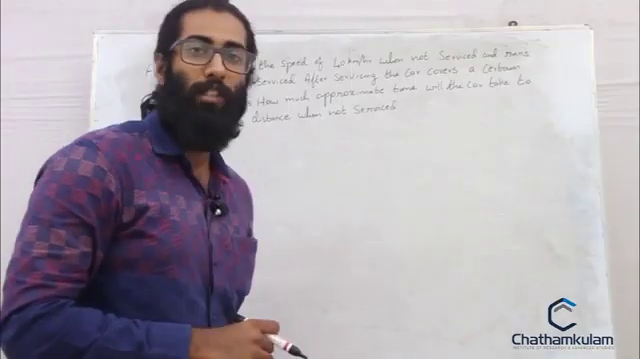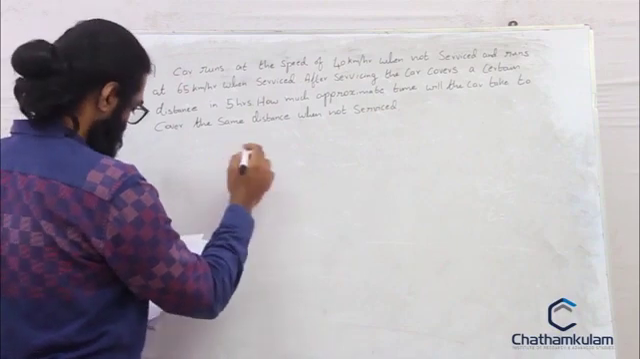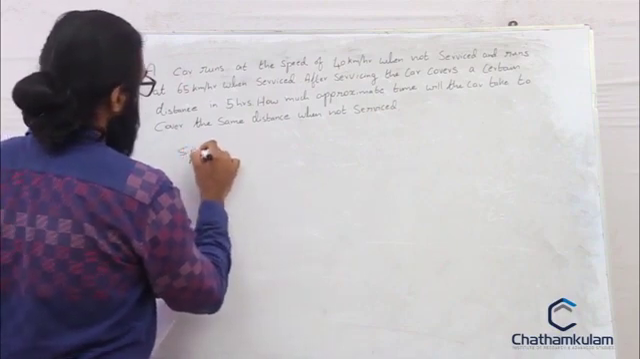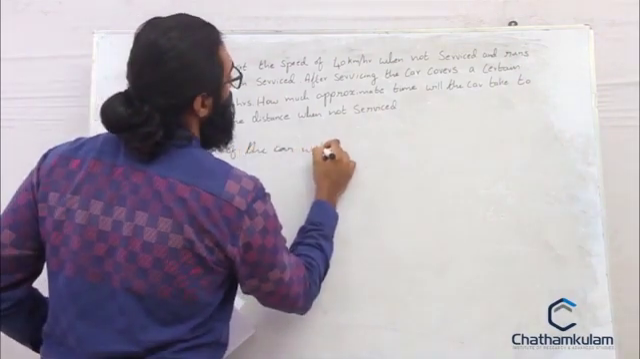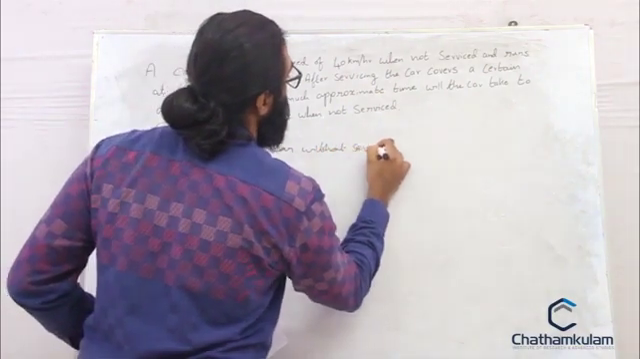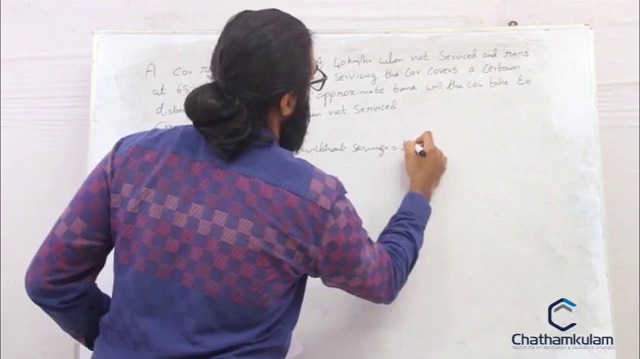Next question is, a car runs at the speed of 40 km per hour when not serviced and runs at 65 km per hour when serviced. After servicing, the car covers a certain distance in 5 hours. How much approximate time will the car take to cover the same distance when not serviced? So let's write what's given in the question first. Speed of the car without servicing is equal to 40 km per hour, right?